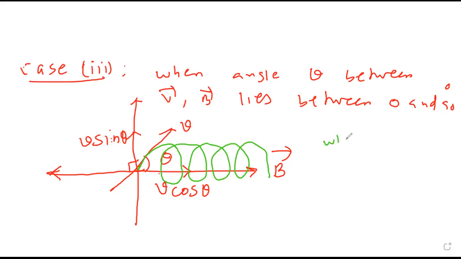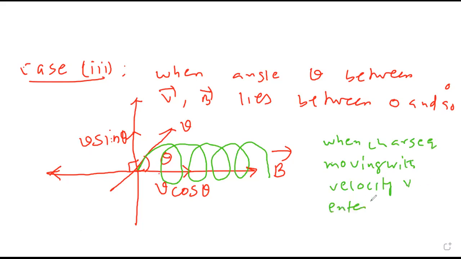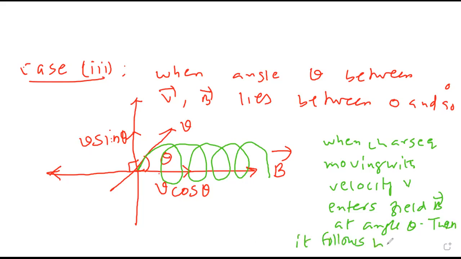So when charge Q moving with velocity V enters field B bar at angle theta, then it follows helix. This path is called helix. Draw the diagram, write this, then we are finding the radius of the helix.